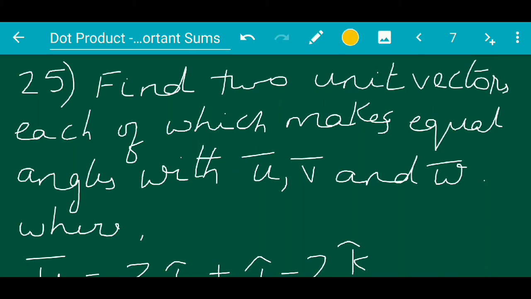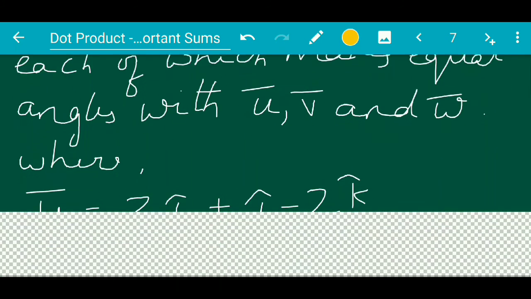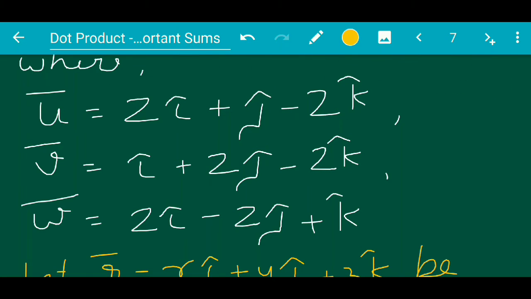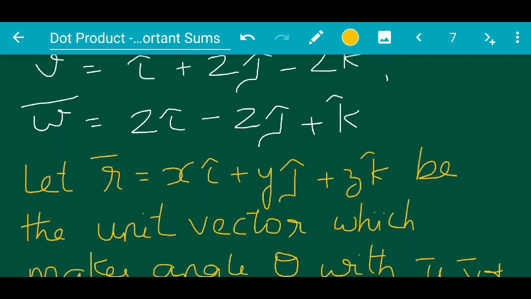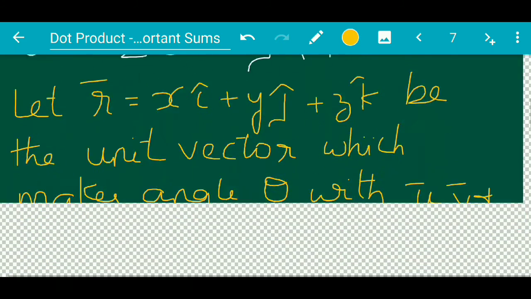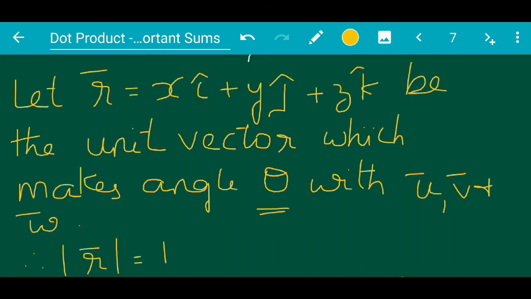The next sum, that is the 25th sum, find two unit vectors, each of which makes equal angles with u bar, v bar and w bar, where the values of u, v and w are given in terms of i, j and k. Now suppose r is a unit vector and r bar we take it as xi plus yj plus zk, and r makes angle theta with u, v and w. They have given that r makes equal angles with the three vectors, isn't it? So suppose that angle is theta.